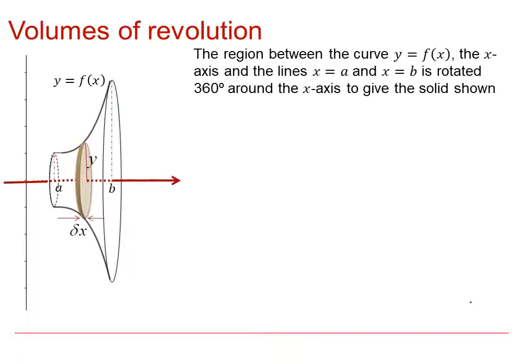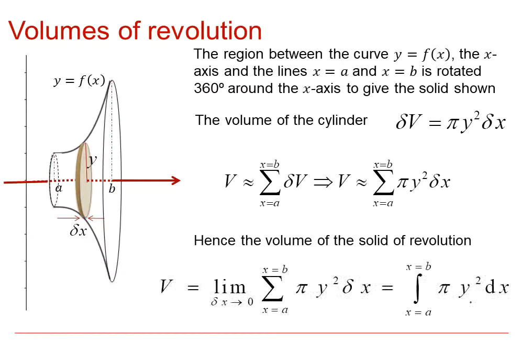So there's our y and delta x. There's delta V, the volume of one thin disk. And the volume we're looking for is the sum of all those disks. And as the volume gets more and more accurate as delta x tends to 0, we get the volume is the integral of pi y squared dx from x equals a to x equals b.